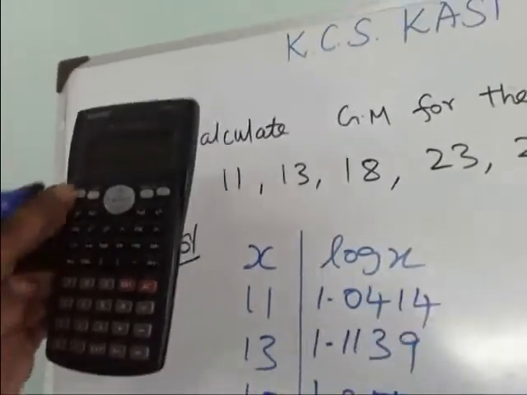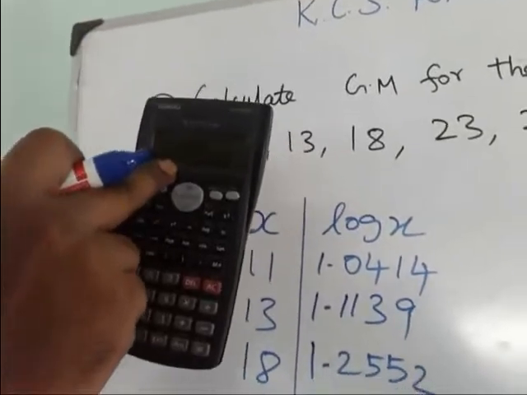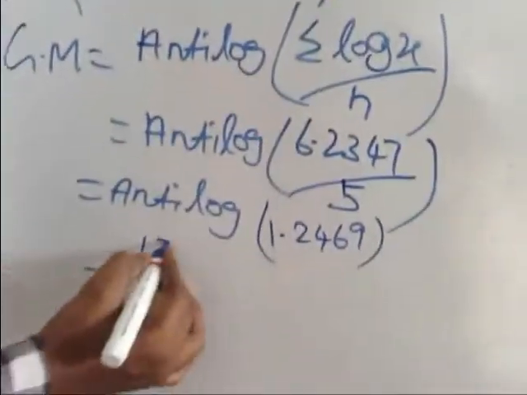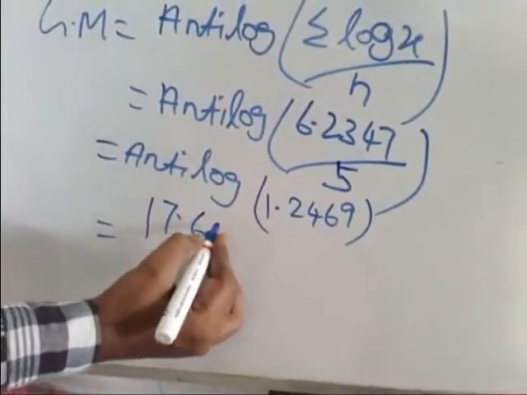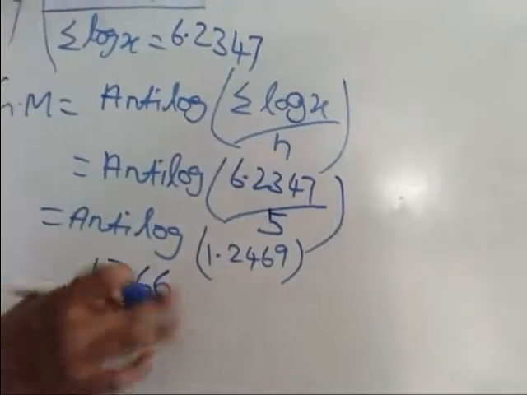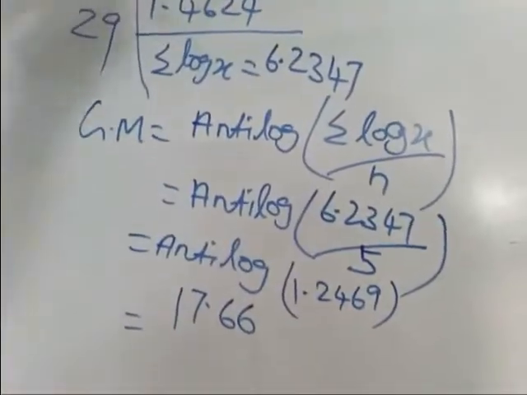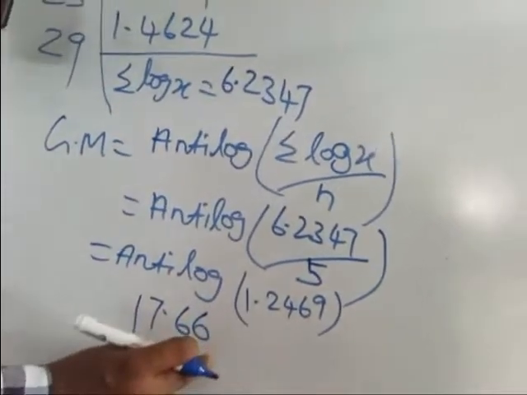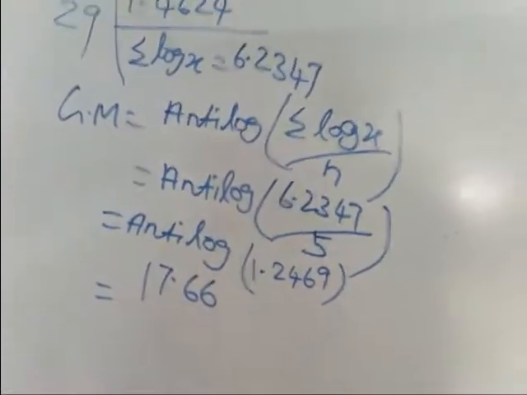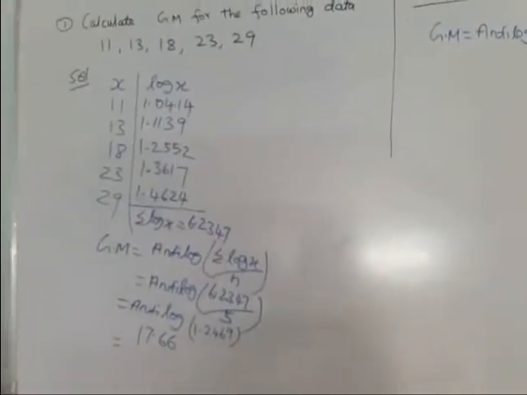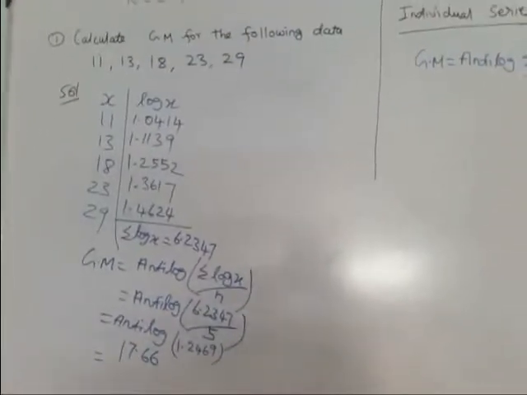17.6563. So you write 2 digits, enough for the last answer. So 17.66. After the decimal, 2 values are enough, so there is no need to write 4 values. Okay, so this is your answer. In the individual series, mainly they will ask this problem for 5 marks. You do this.